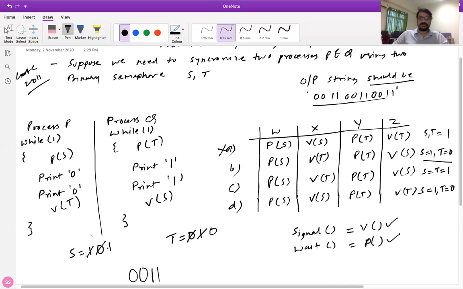Now for P, the value of S is 1. It will come here and wait will see whether the semaphore value is greater than 0 or not. It is greater than 0. Then it will decrement it by 1 and execute the critical section and print 0 and 0. Now after that it will do VT. VT means signal to T. Signal to T means increment the value of T to 1. Now Q can execute, P cannot execute. Why? Because S will become 0.